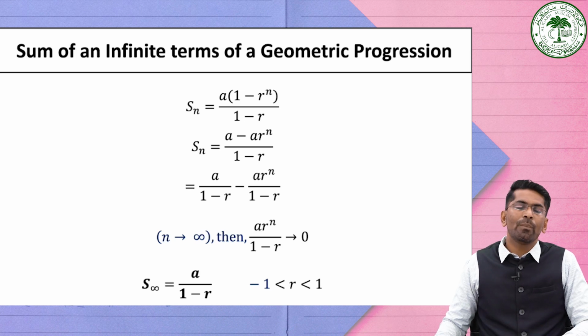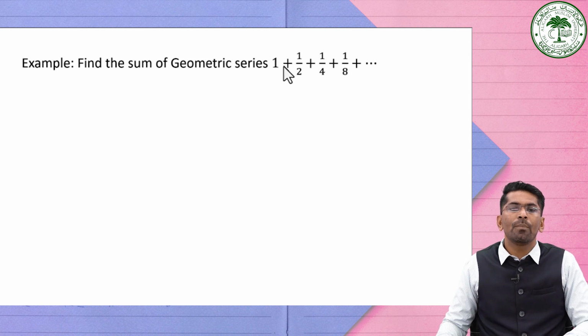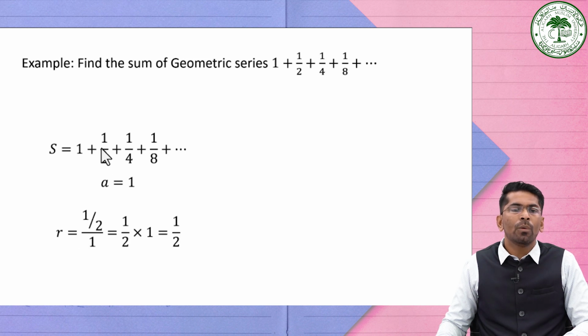Now consider some examples here. Find the sum of the geometric series 1 plus 1 by 2 plus 1 by 4 plus 1 by 8. See here, the first term is 1, that is a is equal to 1. r is equal to the ratio of two consecutive terms, that is 1 by 2 divided by 1. We can rewrite this through cross multiplication, that is 1 by 2 into 1, which is equal to 1 by 2. So here the common ratio r is equal to 1 by 2.